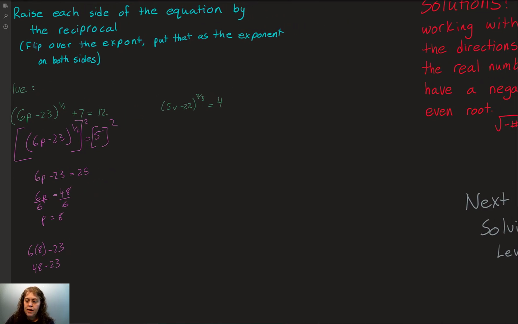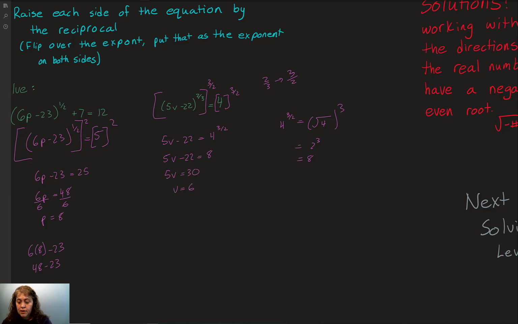Okay. And this one, if I take 2/3 and I flip it, I end up with 3/2. So 5v minus 22 equals 4 to the 3/2. 4 to the 3/2, that's the same thing as the square root of 4 being cubed. So 2 cubed, which is 8. So 5v minus 22 equals 8. 5v equals 30. And v equals 6.